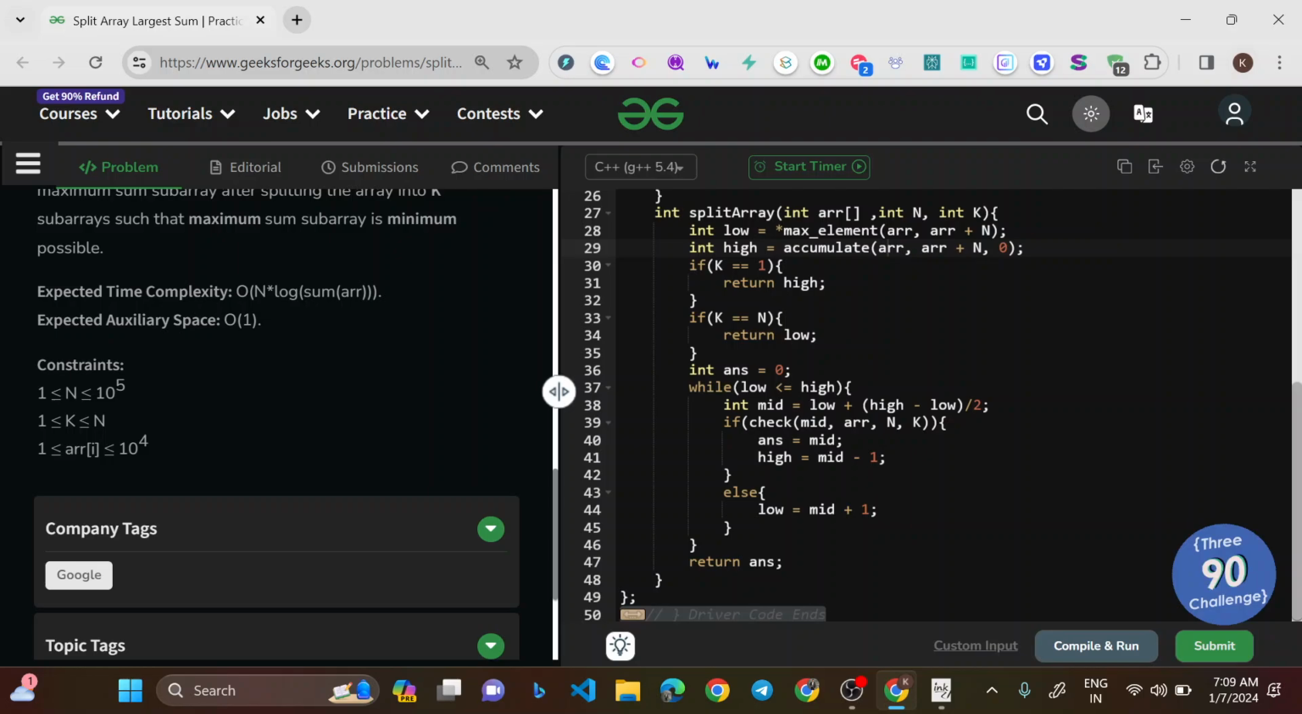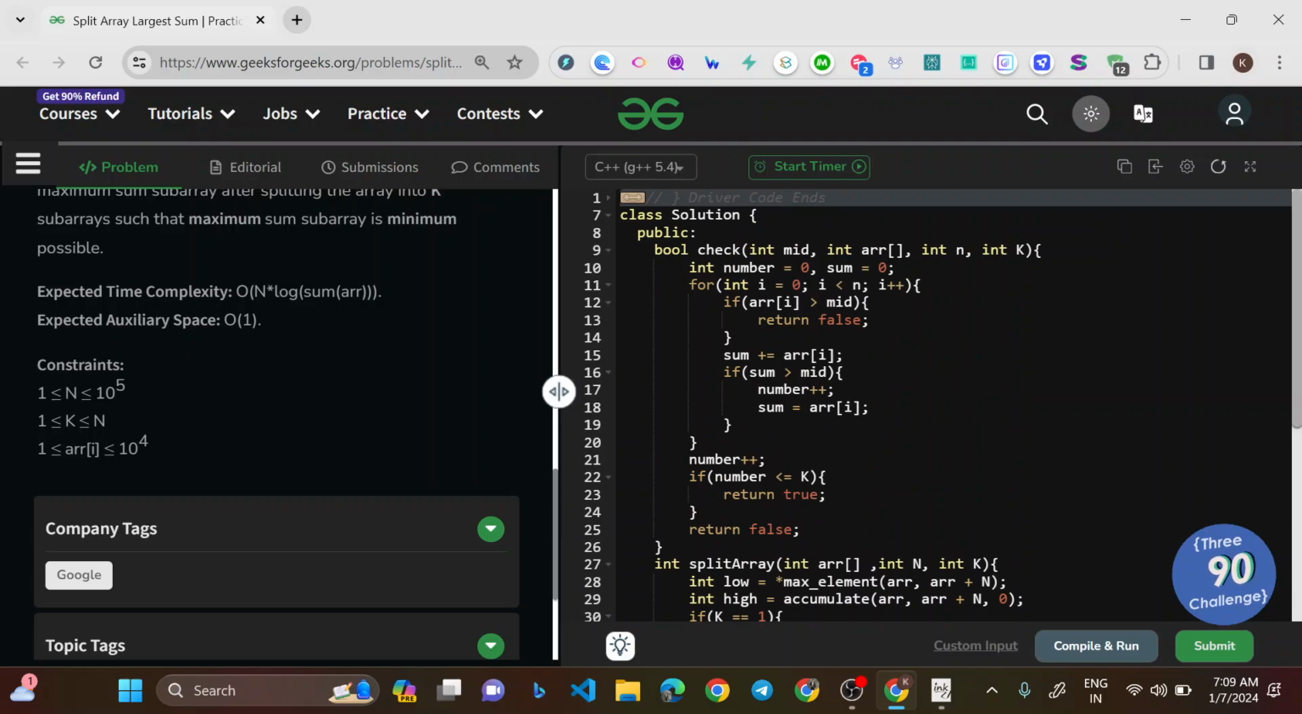Now do the binary search. So int mid equal to low plus high minus low by 2, and check if this mid is possible. If that is so, work on your greed. Just reduce the target. High will be equal to mid minus 1. Else you put low to be mid plus 1. Now you are increasing your target. If the target that you have fixed is not possible, increase your low.